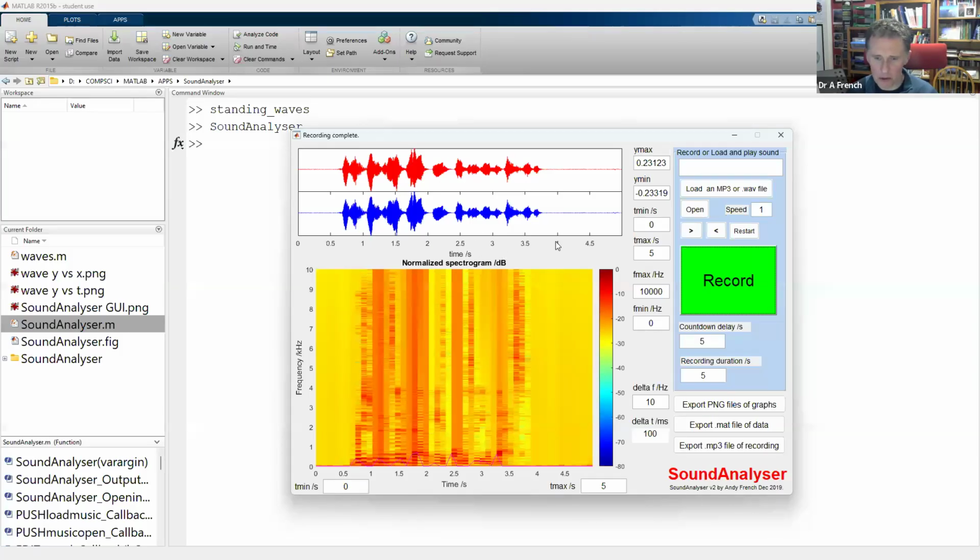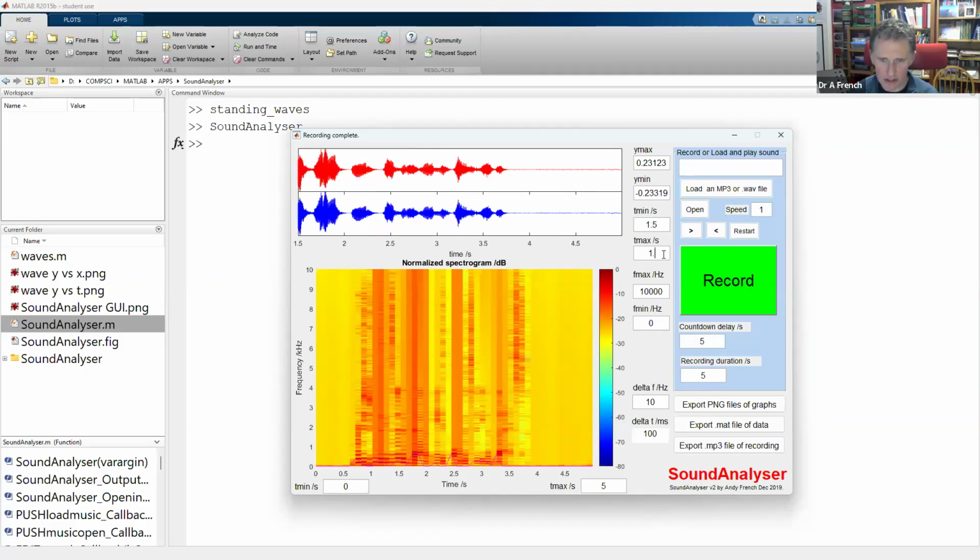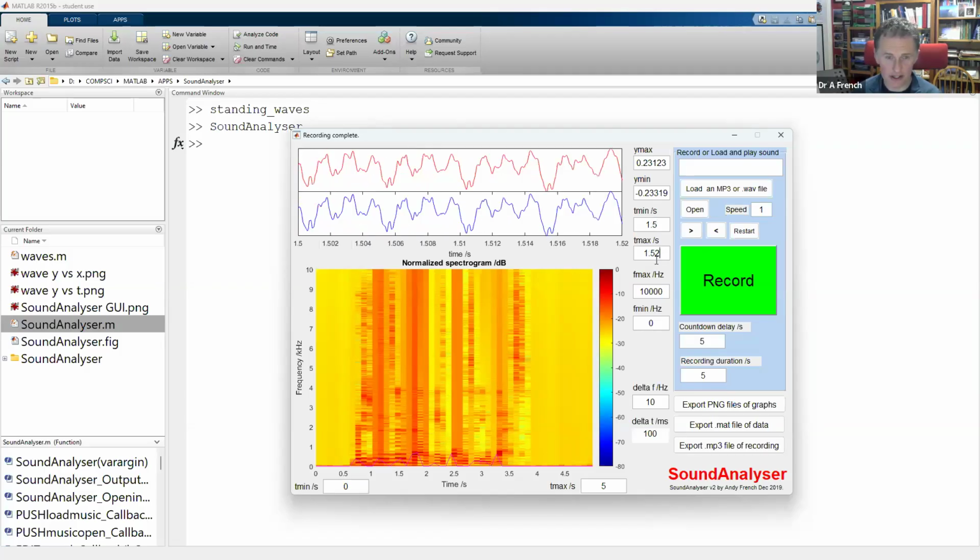Then what am I doing with this? Well, first, let's have a look at the waveform. If we zoom in from say 1.5 seconds to 1.52 seconds, what you can see is the actual waveform itself. There is a kind of frequency to it. You can see the gaps between the waves, but there's also lots of other stuff as well. And these are the harmonics.